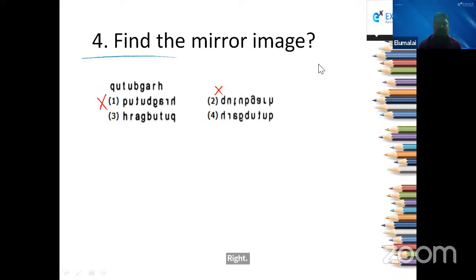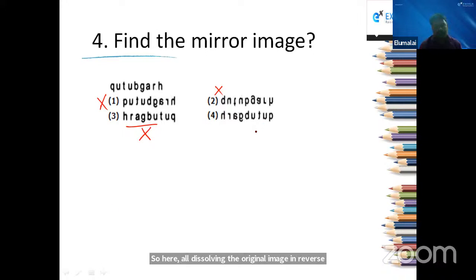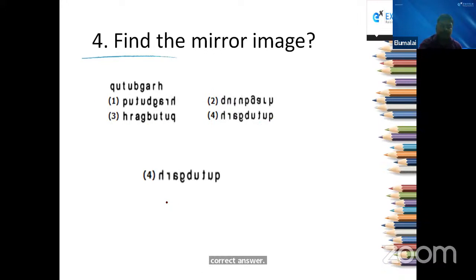So you could have eliminated these two, and here this A and this R are as in the original image, isn't it? So here all these are in the original image in reverse order. So this is not true in a mirror image. So we are left with only one option. So option 4 is the correct answer. Very good. Any doubts?